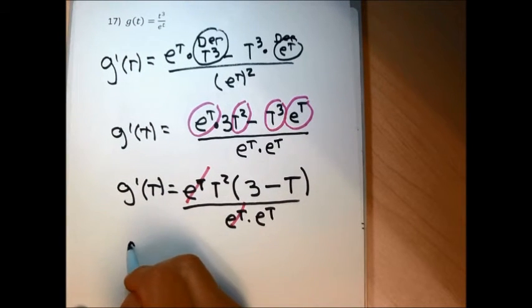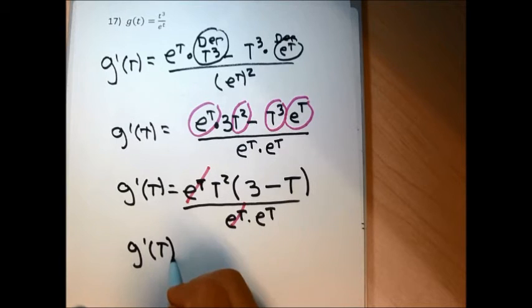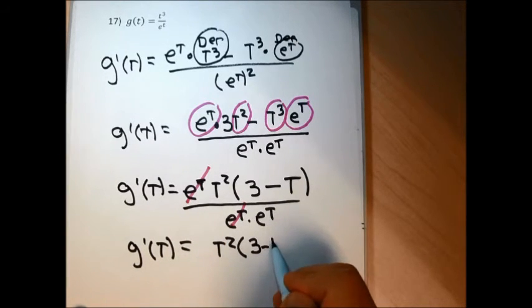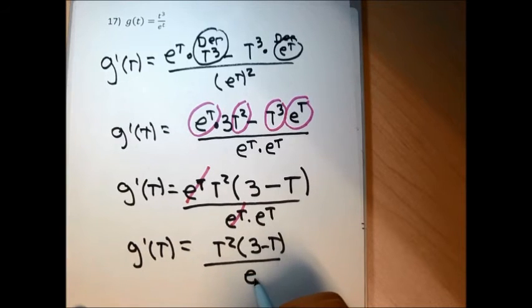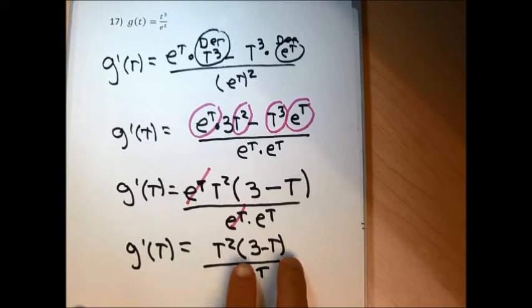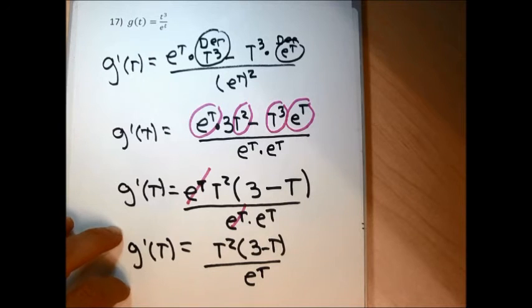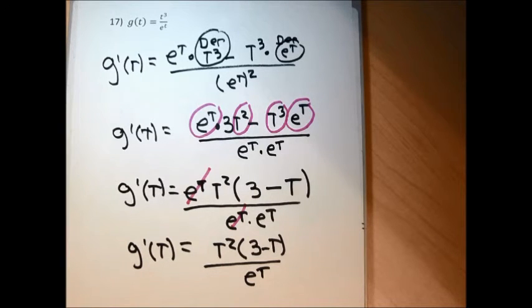My answer for problem 17 is going to be g prime of t equals t squared times 3 minus t over e to the t. There are definitely things you can do with that parentheses. You can write that as minus t plus 3 if you want the t to be first. You can factor out a minus 1 if you write the t first, but this is completely fine. That's where I leave my answer for problem 17.